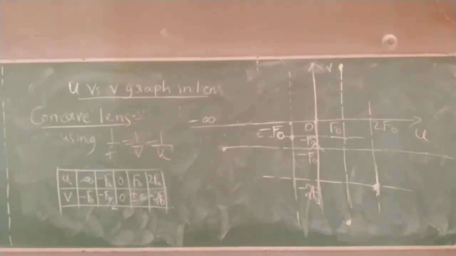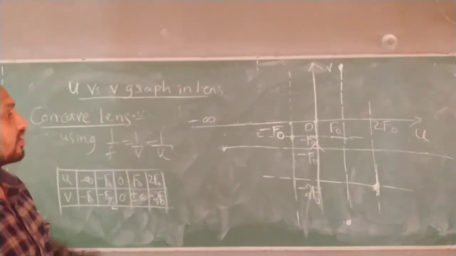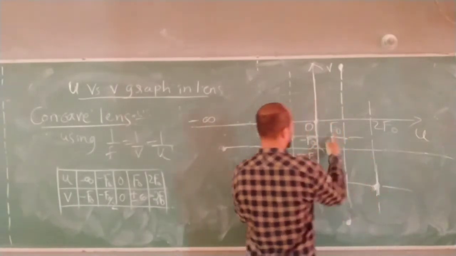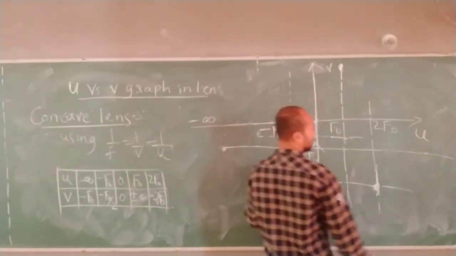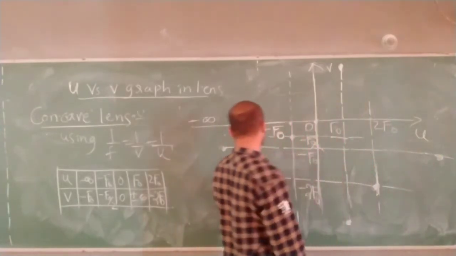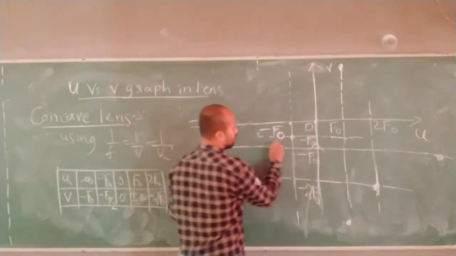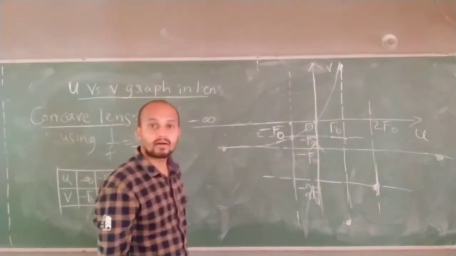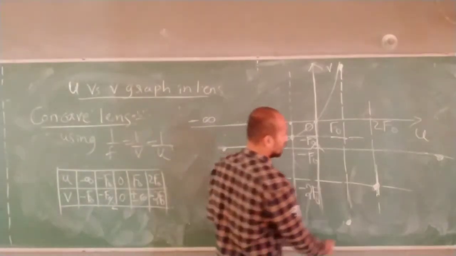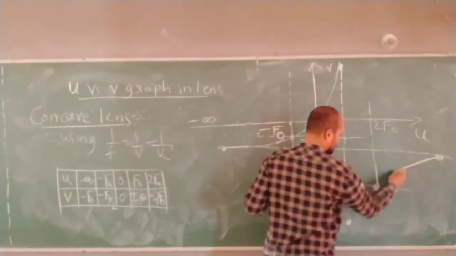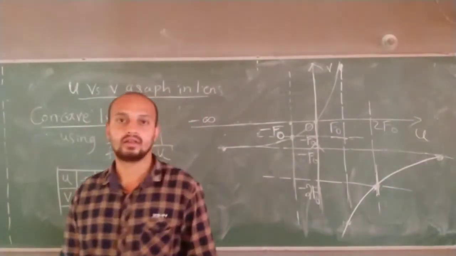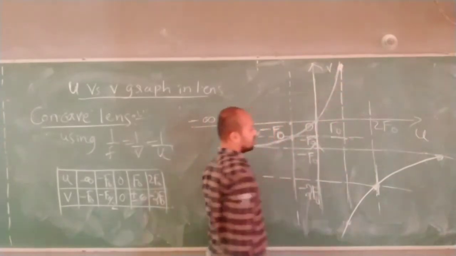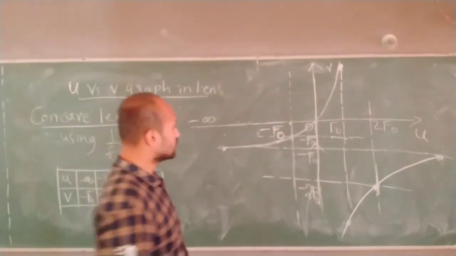No problem. When object is at plus infinity, what will happen? Image will be at minus f0, somewhere here. If I plot a graph, one graph will be joining like this, a rectangular hyperbola. Another graph will be this point, this point, this point. It will be like this. Got it now? One graph is like this, another graph is like this.